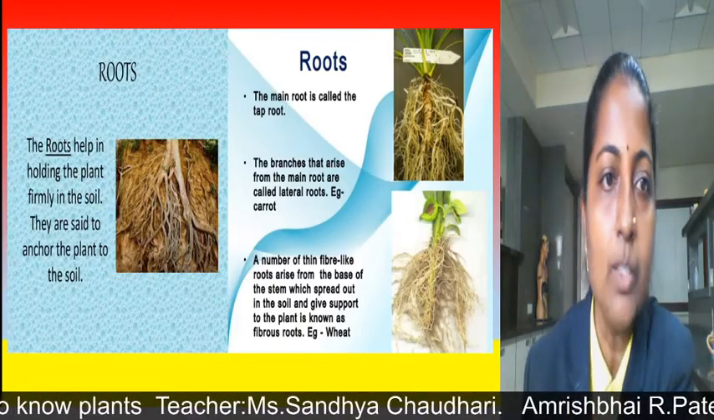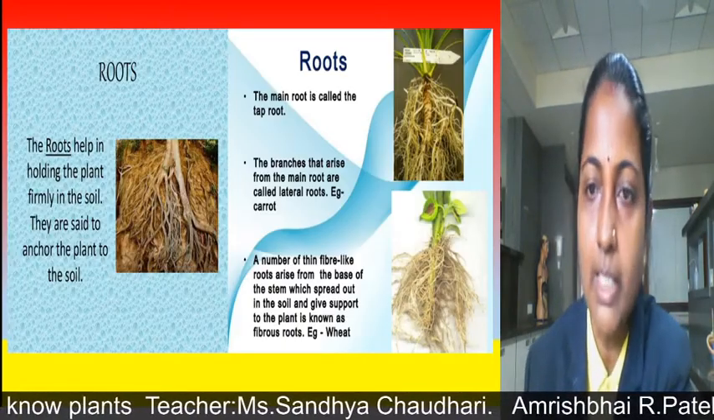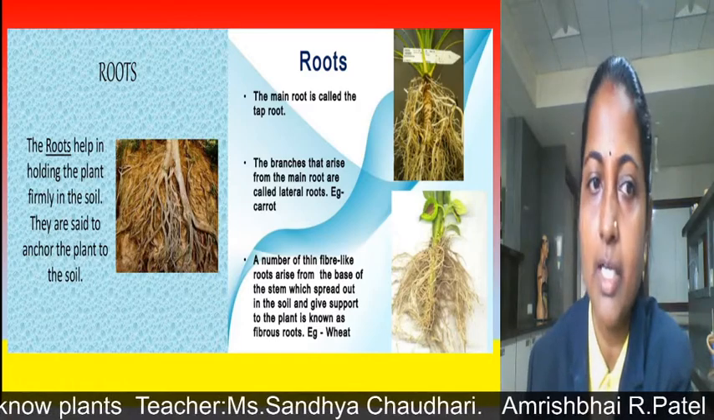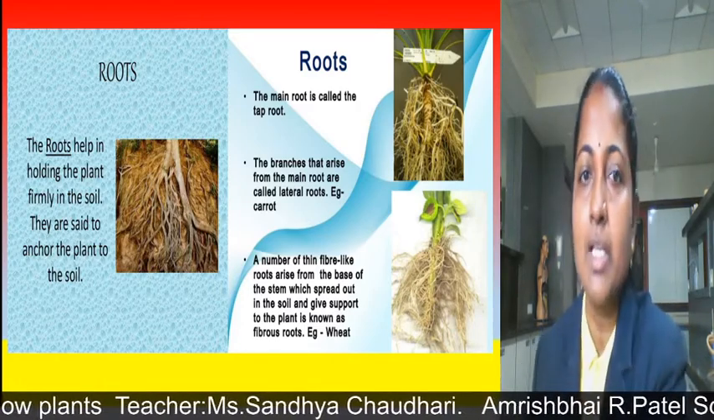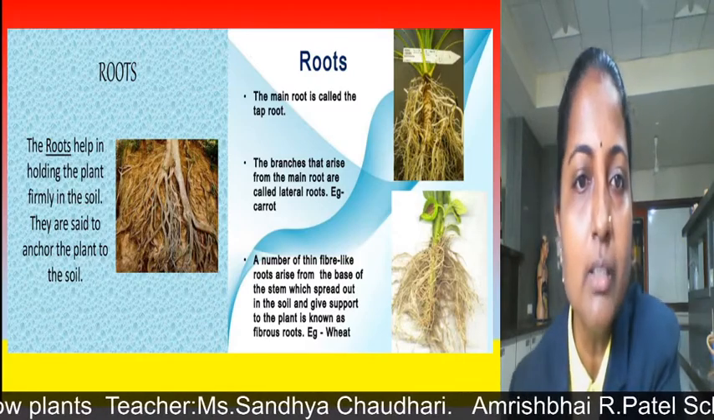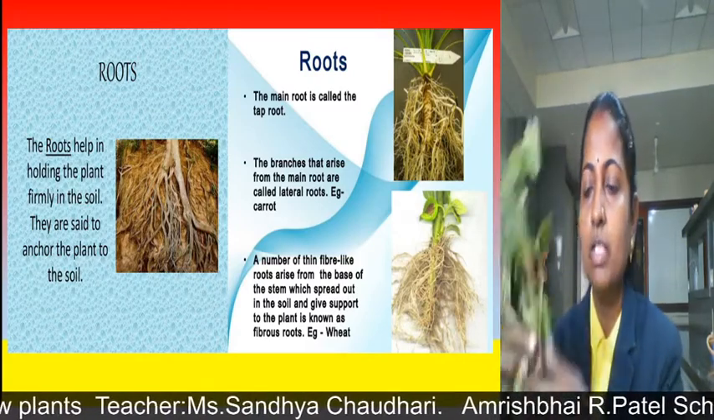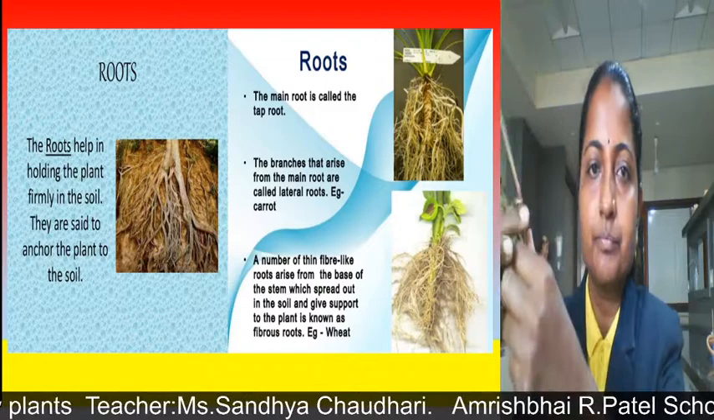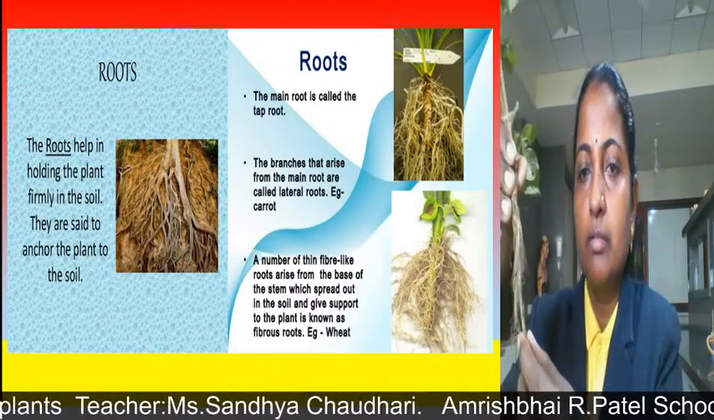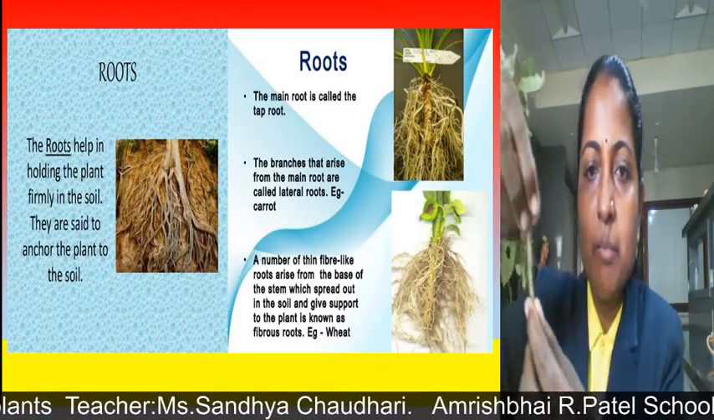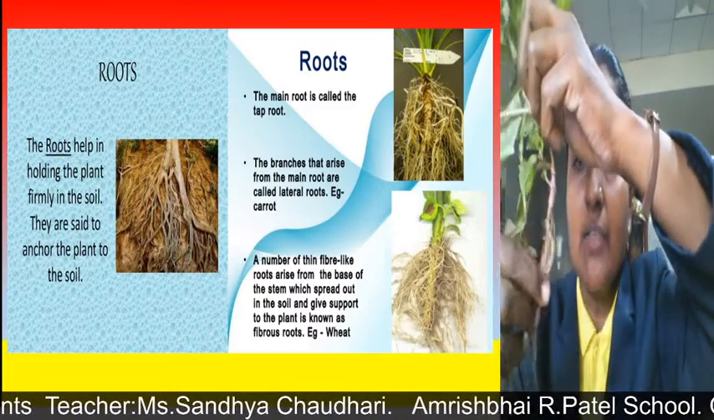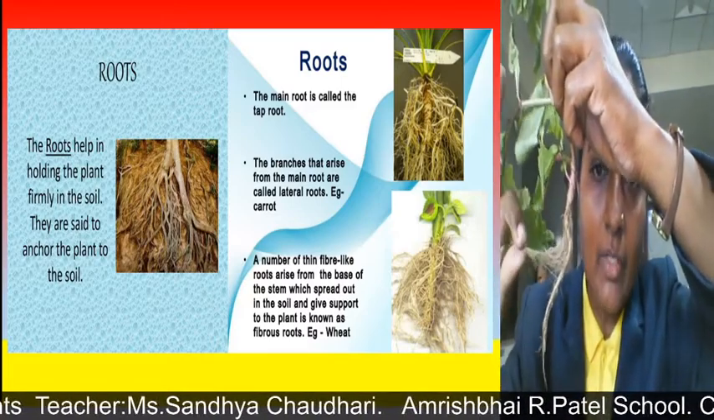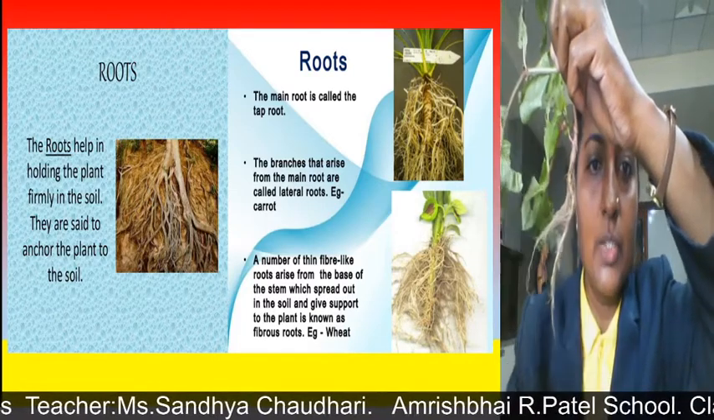The roots help in holding the plant firmly in the soil. They are said to anchor the plant to the soil. The main root is called taproot. The branches that arise from the main root are called lateral roots. Here this is a main root. This long root is the main root that is called the taproot, and some branches are arising from that. It is called lateral roots.